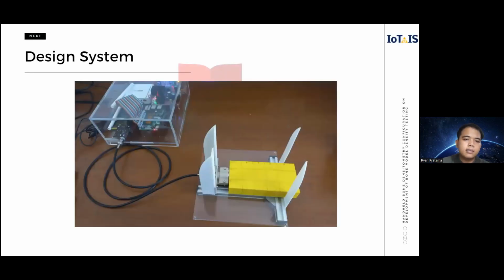Okay, next slide is design system. Firstly, we will discuss the holder used. The holder has dimensions that have been carefully selected to ensure stability during measurement. The length of the holder is 20 cm, the width is 20 cm also, and the height is 18 cm. These dimensions were chosen to meet the requirement of high precision measurement.